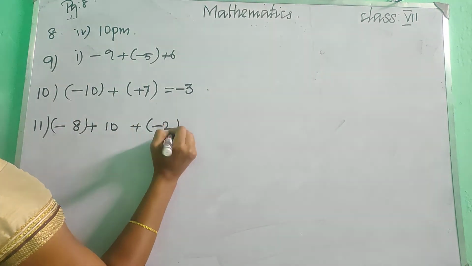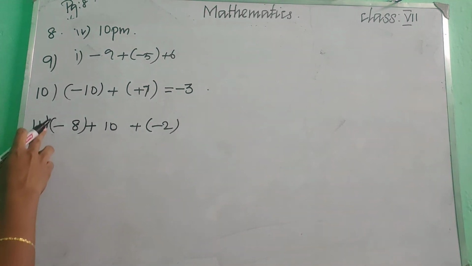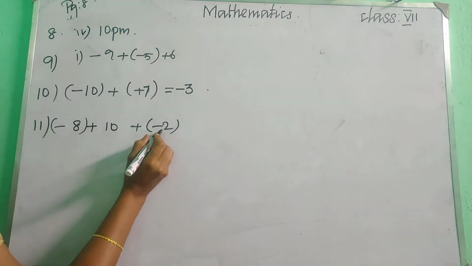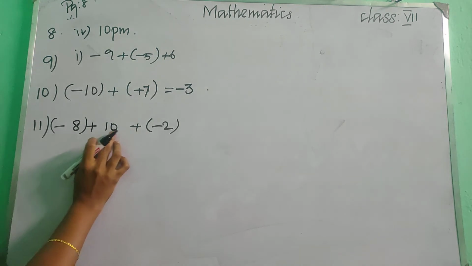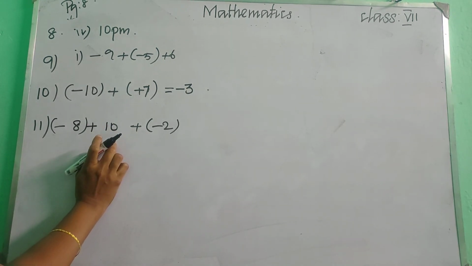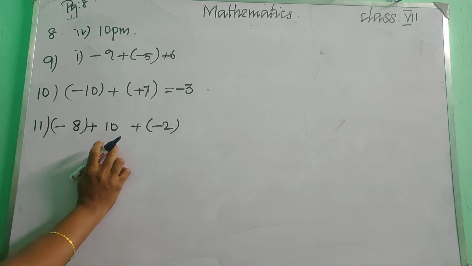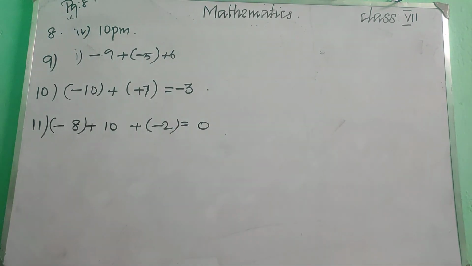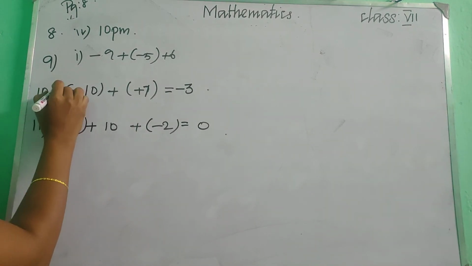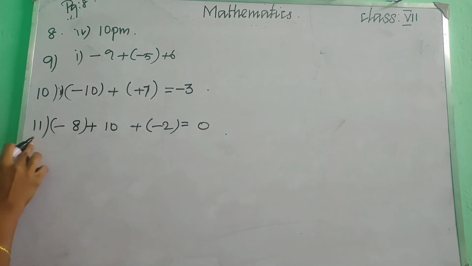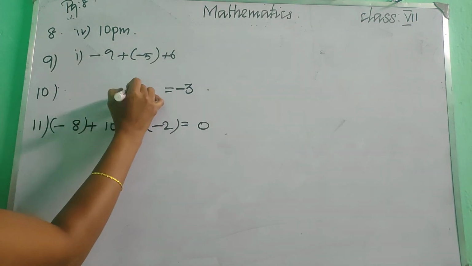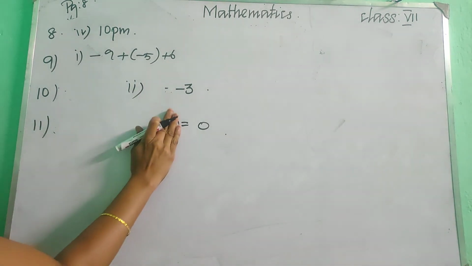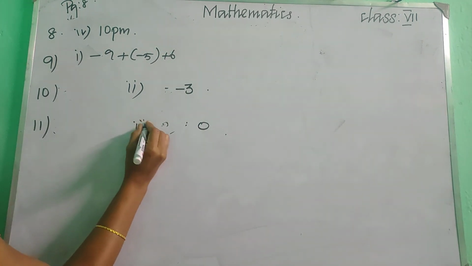And then the 11th one, the question is minus 8 plus 10 plus minus 2. First of all, just add the same sign. Here we are having minus and here also minus. So minus 8 minus 2 will get minus 10. And here we are having 10. So minus 10 plus 10, 0 is the answer. Okay, children. So for the 10th one, the second option is the answer. For the 11th one, the answer is 0, so option 3.